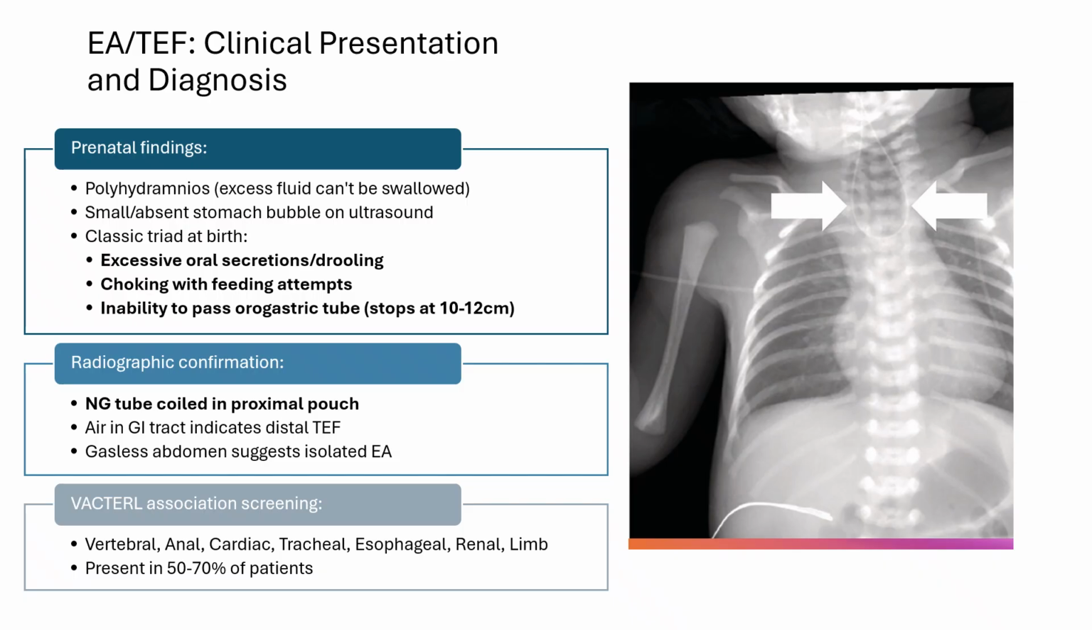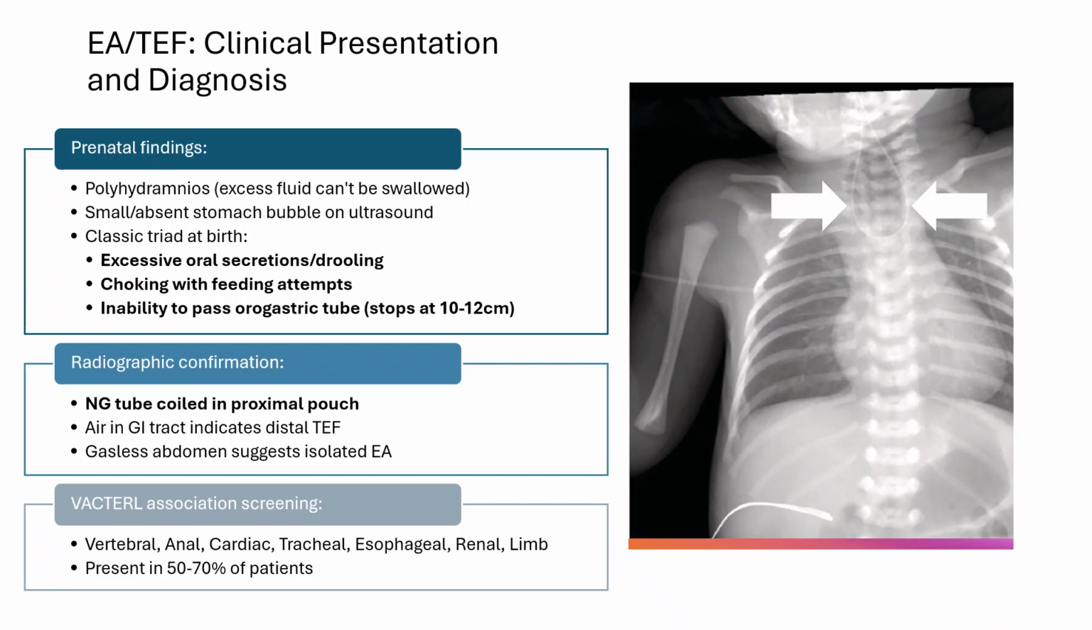The radiographic findings tell you which type you're dealing with. Air in the GI tract means there's a distal fistula connecting the trachea to the lower esophagus. That's your type C. A gasless abdomen suggests isolated atresia without any fistula connection.